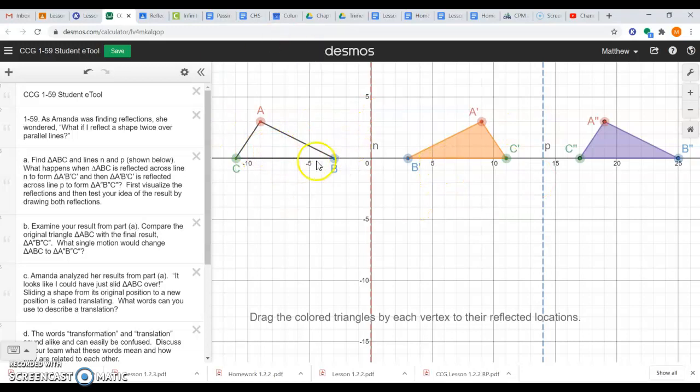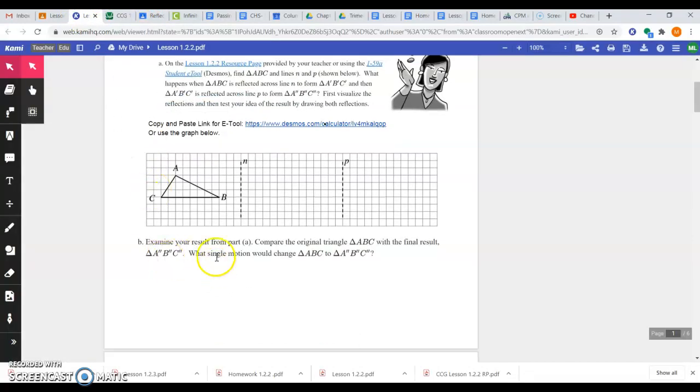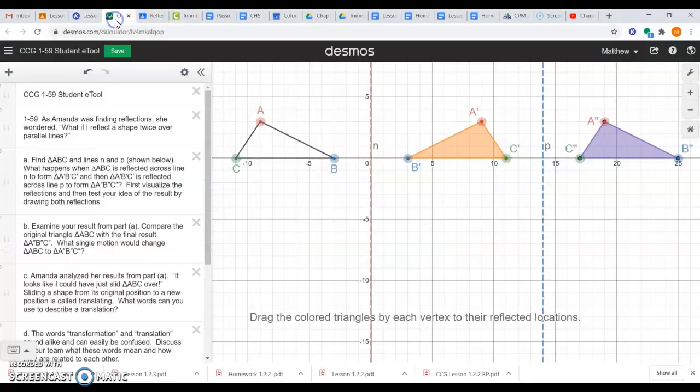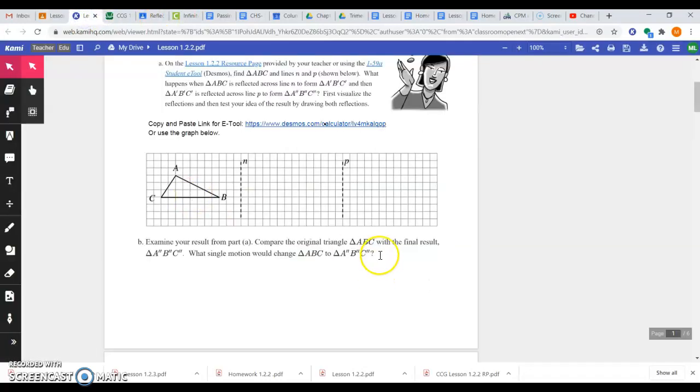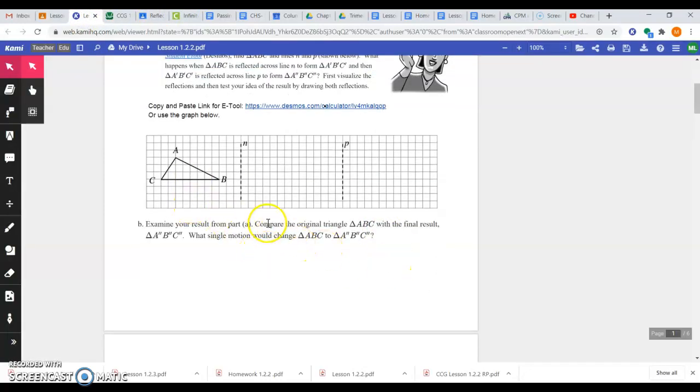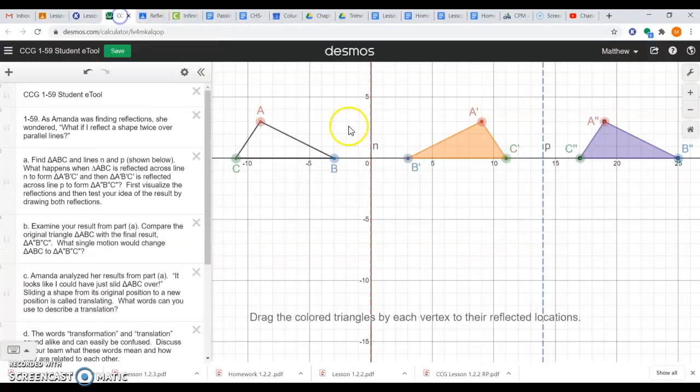Okay, take a look at that. We're going to use that in the next part. So it says examine the result. So that's what I have right here. And then it says what single motion would bring you from the first triangle to the last triangle. And so if we look at it again, that's the first triangle, that's the last triangle.